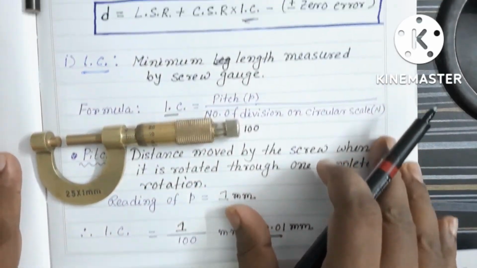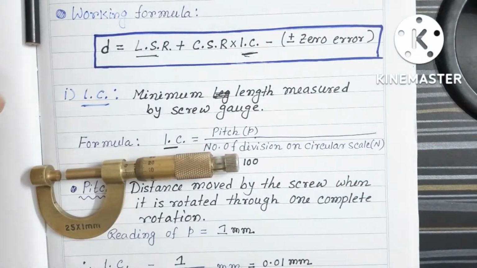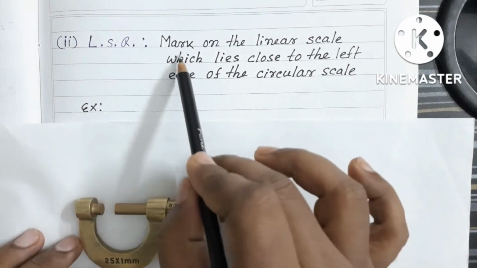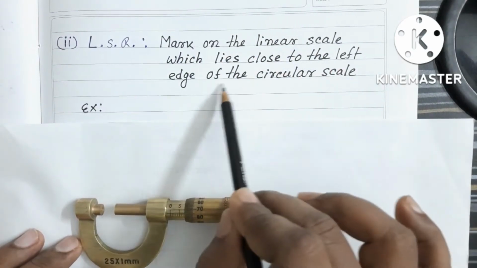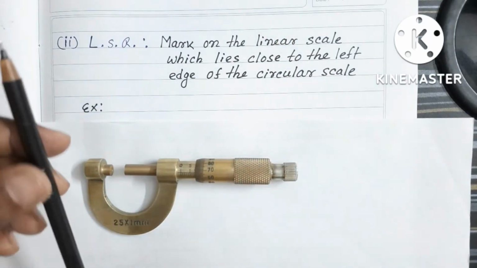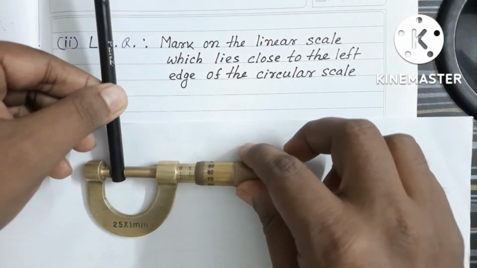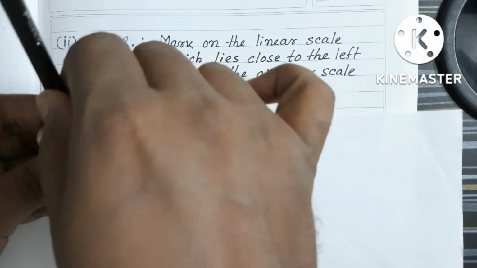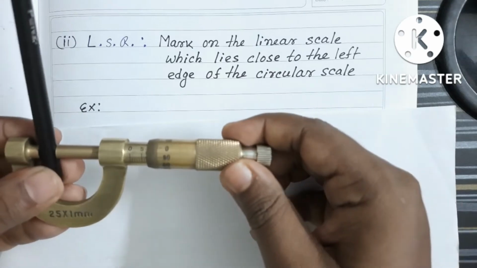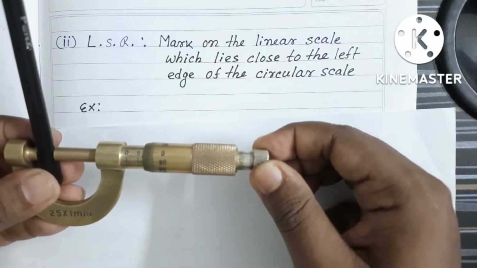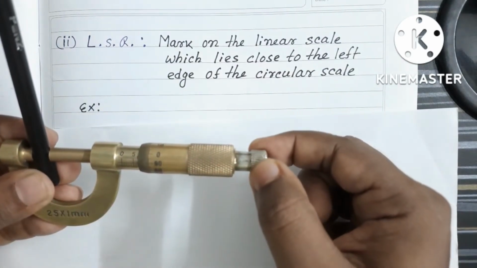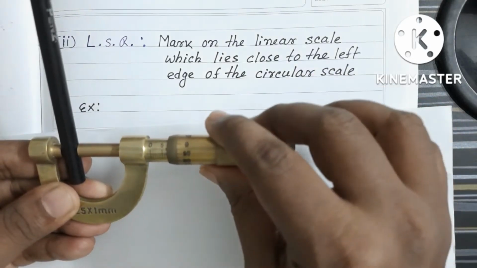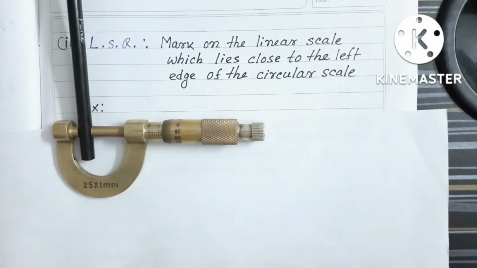Okay, so now let's see how to take the linear scale reading. Here it is written, to find the linear scale reading, take the value marked on the linear scale which lies close to the left edge of the circular scale. Let's take an example. Right now we want to find the diameter of this pin. First I am inserting this pin, and now I am rotating the screw to tighten the pin, using the ratchet so that there is no further movement of the screw. If you hear this type of sound, it means the pin is well fitted between the stud and the screw. Now take the data for the linear scale reading.